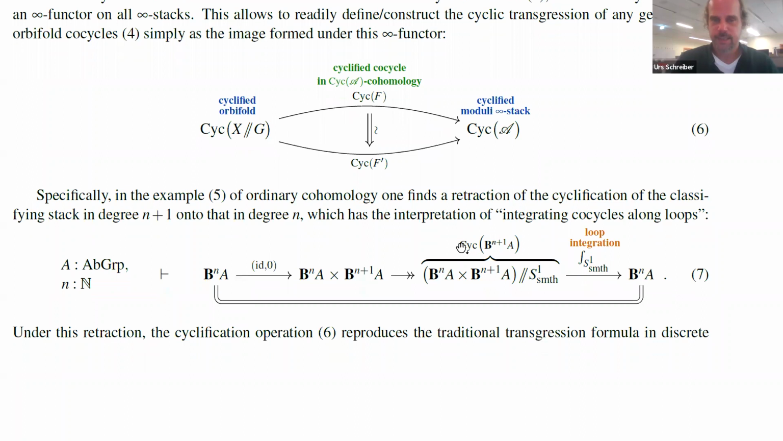And the first thing one finds is that the cyclification of such an Eilenberg-MacLane space, which for me is written B^{n+1}A, has the following pleasant, concrete form. It's actually the product space of the original one and a copy of it with n shifted down by one. This one, if you think about it, is the space of based loops, whereas this you should think of as the space of base points.